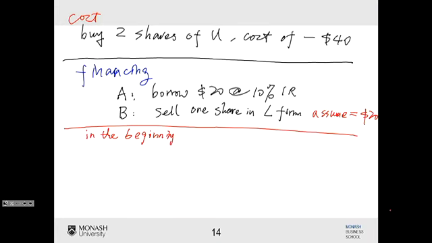In the beginning, total cost is equal to how much? How much? No. Think again. No, it cost $40. You borrowed $20, and you sell another $20 share in the market. How much is the cost to you, the combined?